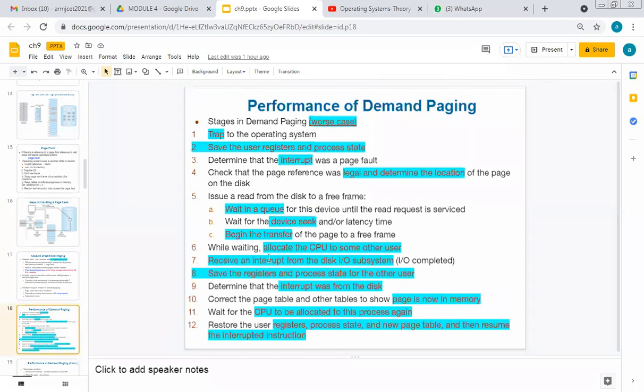Okay, so receive that interrupt, then save the register. Now the data is back. Okay, so the data is back. It will also store the data. So then determine whether the interrupt is from disk.